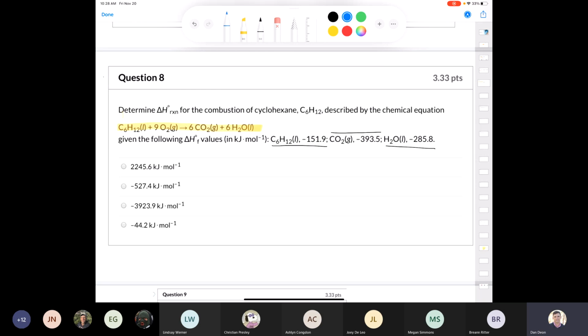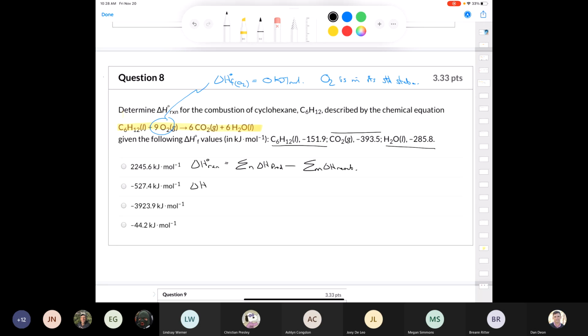Why did they leave out the delta HF value for oxygen? Because delta HF naught for oxygen is equal to 0. Because O2 is in its standard state. Well, since we're given the heats of formation of these three compounds, the formula that we're going to use is delta H naught of our reaction is going to be equal to the sum of the stoichiometric coefficients multiplied by the delta H products minus the sum of the stoichiometric coefficients multiplied by the delta H of the reactants.